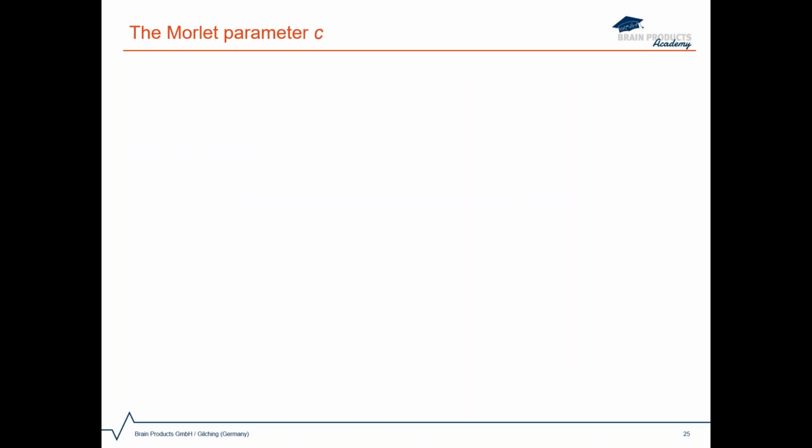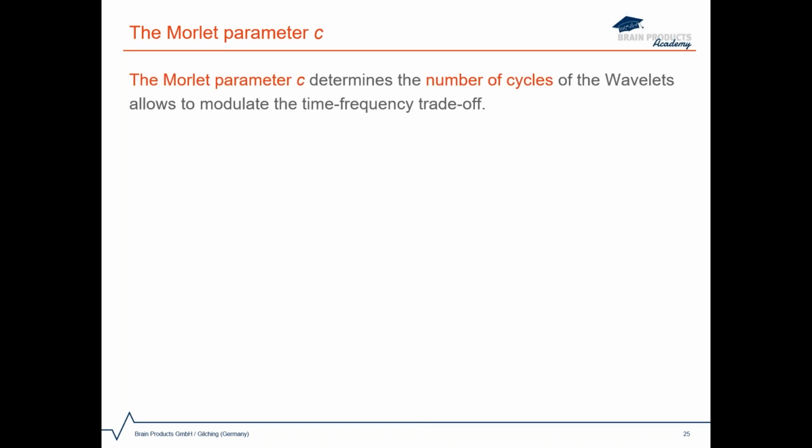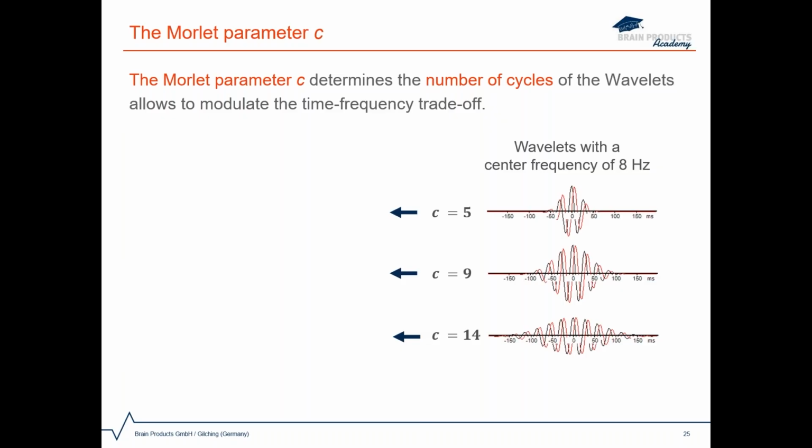Now, how can we modulate this time-frequency trade-off? For this, we can use the parameter C. This parameter determines how many cycles are used for the wavelet. I'm showing here 3 wavelets, each with a center frequency of 8 Hz, but they differ in their C parameter, so in their number of cycles. As you can see, this number of cycles influences the length of the wavelet.